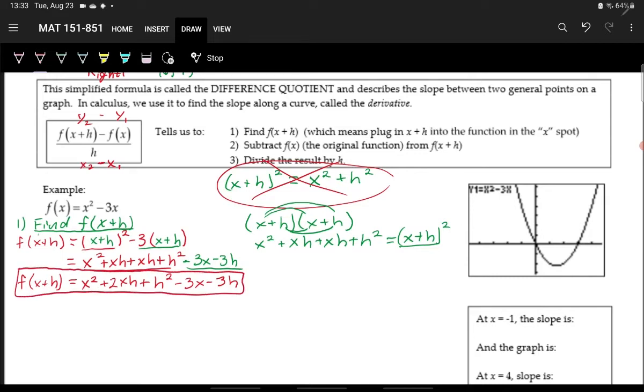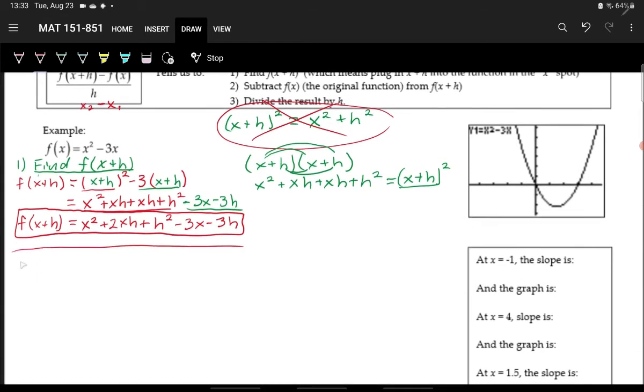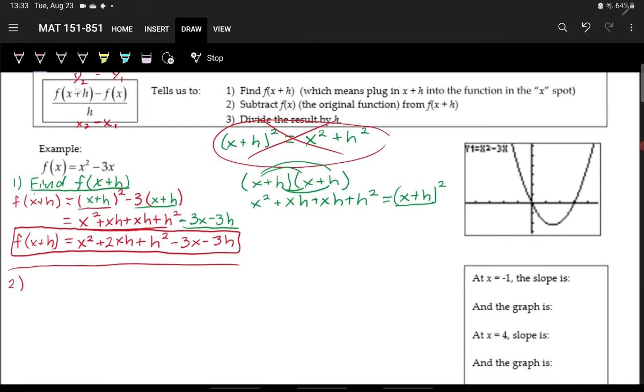So the key thing is to just plug in x plus h whenever we see the x in the function. Now the second part is to do the subtraction here. So in the quotient here, we have f of x plus h. We just found what that was. And we're subtracting f of x, the original function.